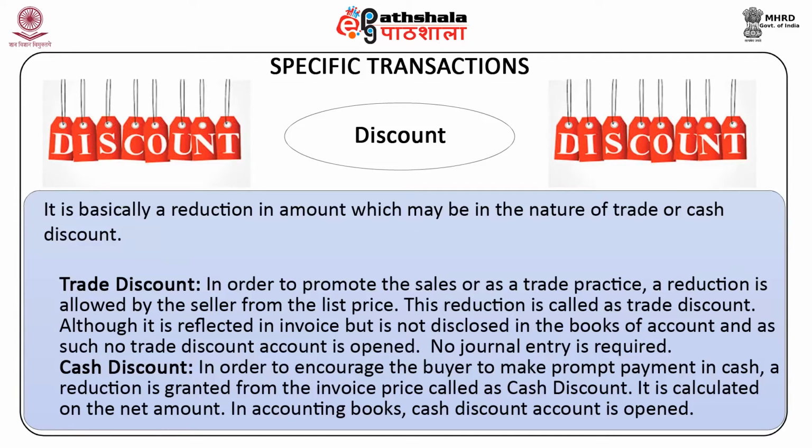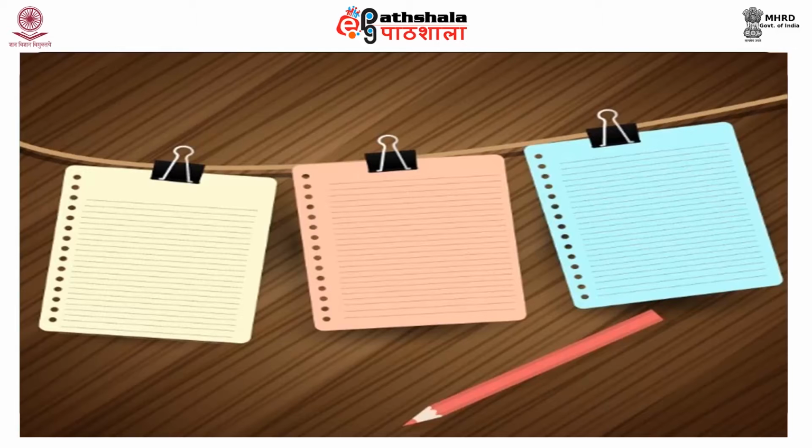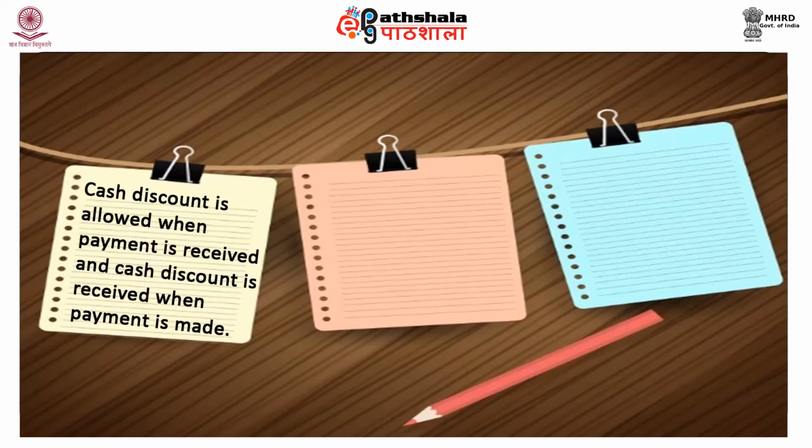In order to encourage the buyer to make prompt payment in cash, a reduction is granted from the invoice price called as cash discount. It is calculated on the net amount. In accounting books, cash discount account is opened. Now, some of the points to be noted are: 1. Cash discount is allowed when payment is received, and cash discount is received when payment is made.